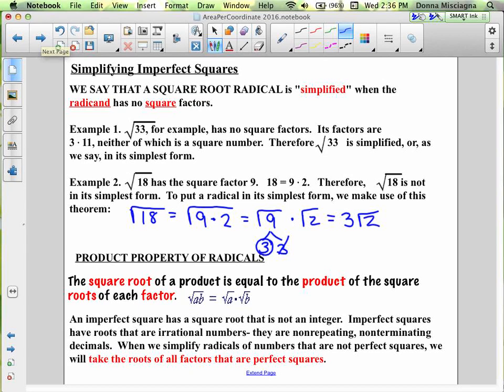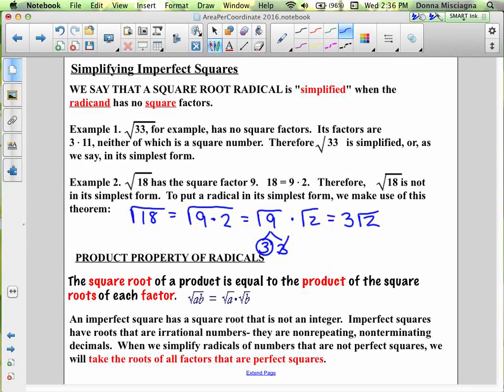So we're making use of this product property of radicals, which says that the square root of a product is equal to the product of the square roots of each factor. In other words, I can break down a number into its factors and divide that into 2 radicals, and I can take the square root of the one that is a perfect square. An imperfect square has a square root that's not an integer.